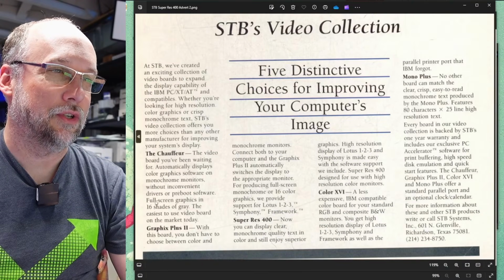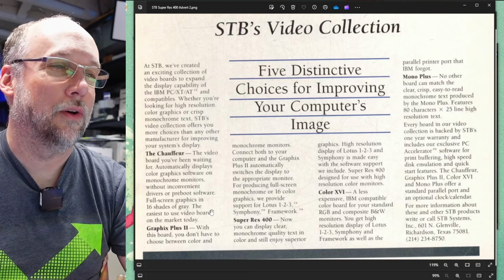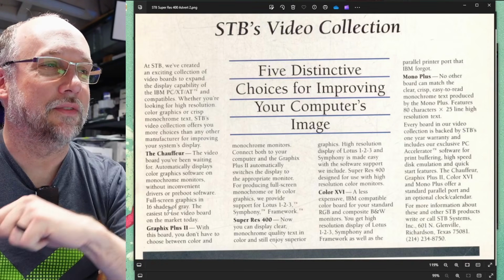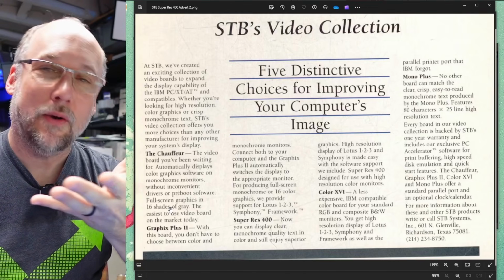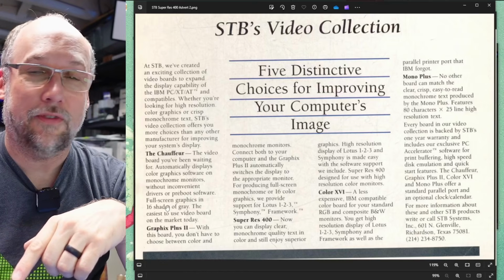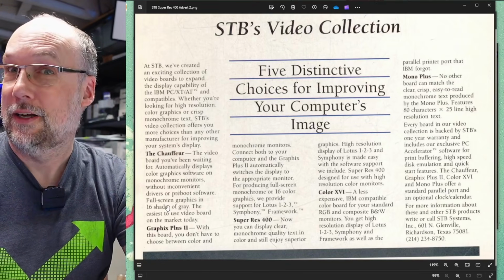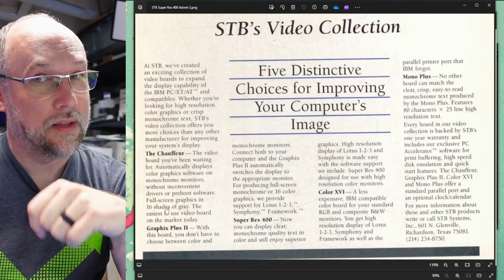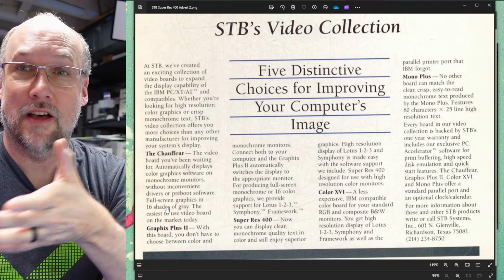Anyhow, perhaps it was this Chauffeur card here that started the whole trend of allowing that, and it even says that it can do it in shades of gray as well. So that Taiwanese card I have probably was just copying whatever technique STB figured out for their Chauffeur card, which is frankly pretty cool. If anyone knows more about this Chauffeur card, definitely put a comment down below, but personally I've never run across one.